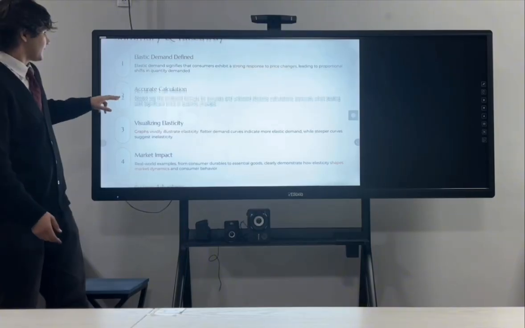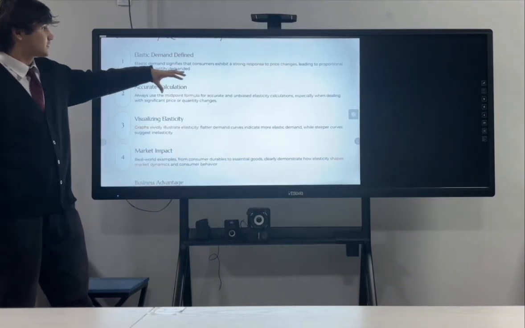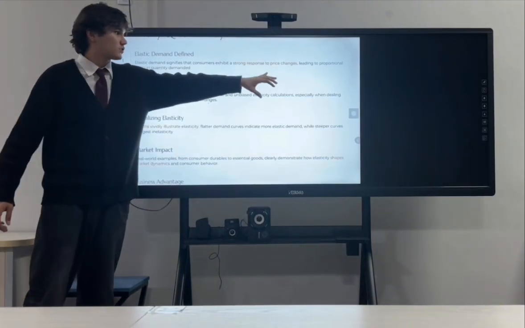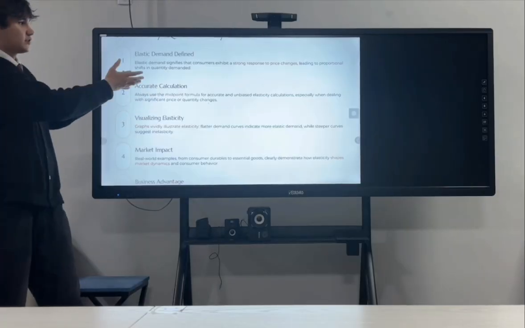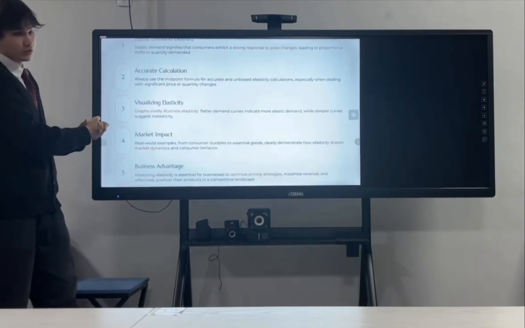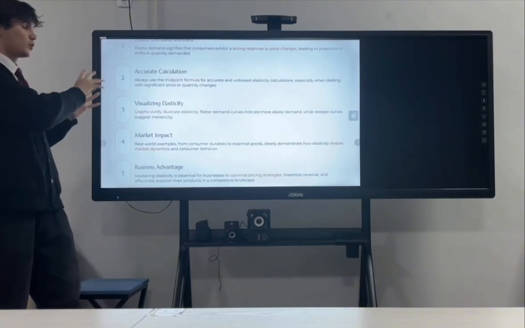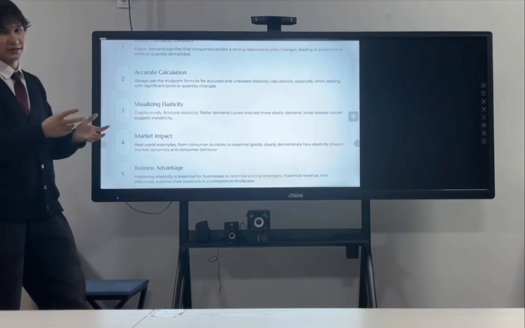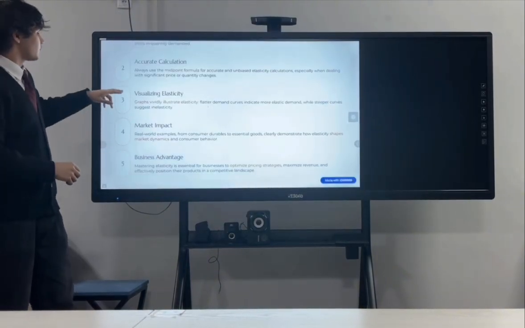Okay, summary. Elastic demand defined. Elastic demand signifies that consumers exhibit a strong response to price changes. Overall, this is a clear explanation. Second one, accurate calculation, as I said before, the formula, how do we find the absolute value in elastic and inelastic. Next one, visualizing elasticity.